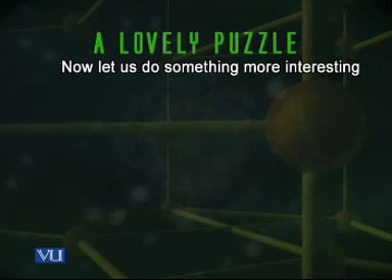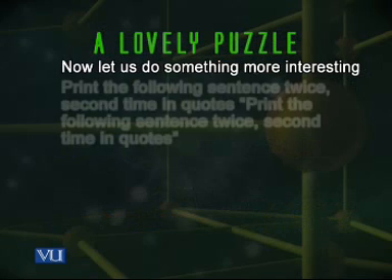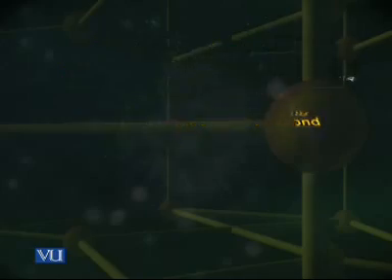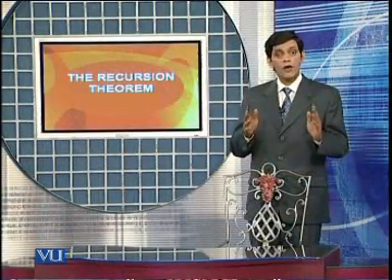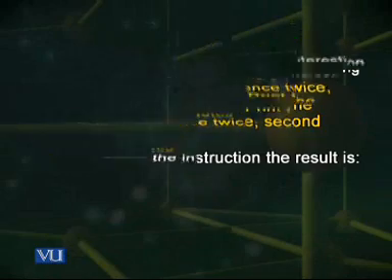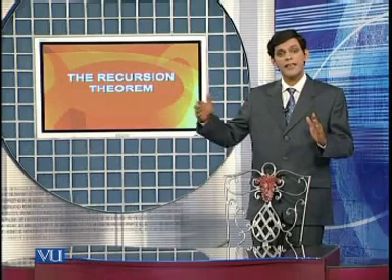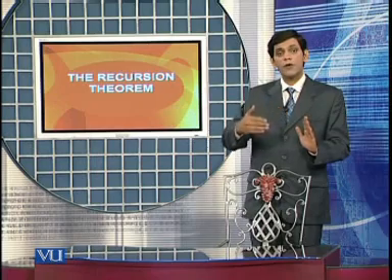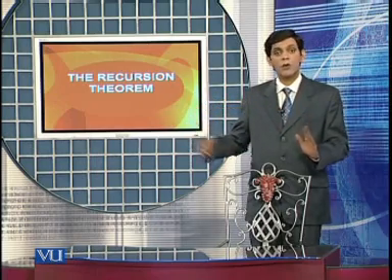Now, let's say that I change the instruction and it looks as follows. "Print the following sentence twice, second time in quotes." And in quotes it says, "Print the following sentence twice, second time in quotes." This is a very strange instruction. What is in the quotes is precisely what the instruction is. Now, if we were to follow this instruction, what would we print? Well, we will print the following sentence twice, second time in quotes, and in quotes we will write, print the following sentence twice, second time in quotes.